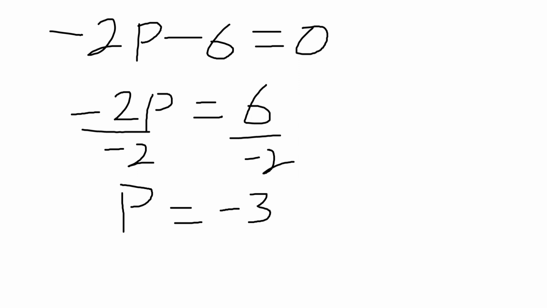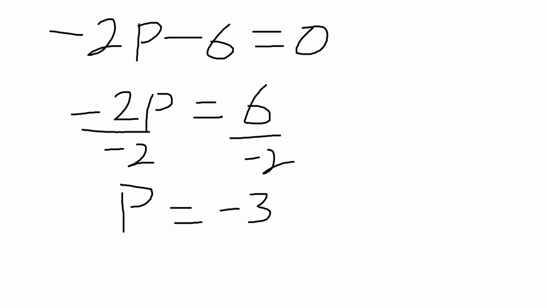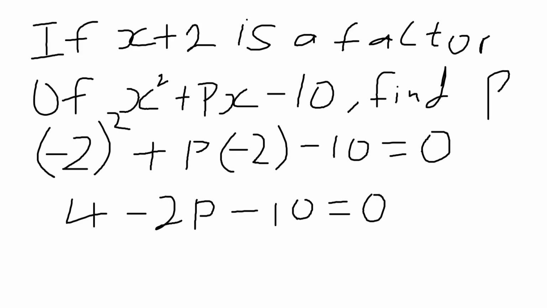So this is telling us that if we put negative 3 in position of this p, okay, let me write what we have. We have x squared minus 3x minus 10. So this will be equal to 0 actually, and if we solve that, we get x plus 2 as one of our factors, though we don't know what the other factor might be. There are ways to solve that again.